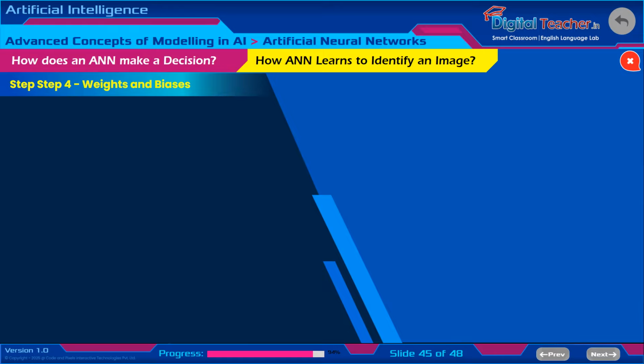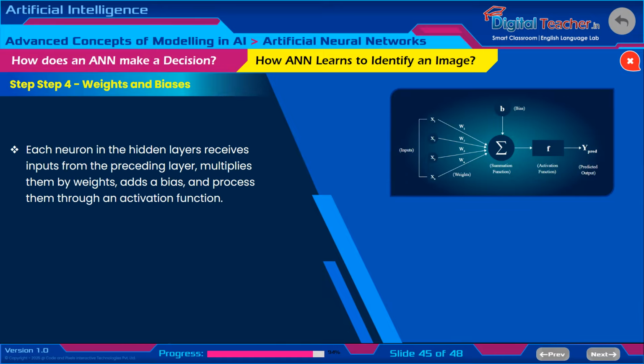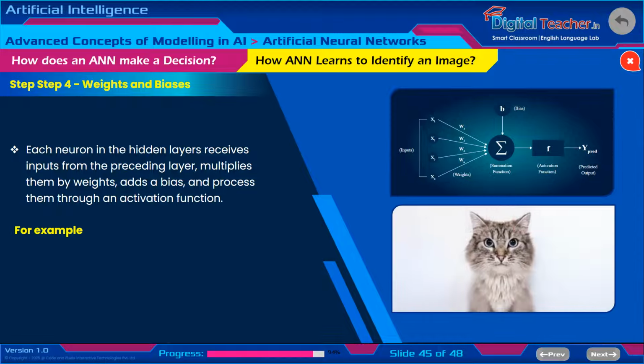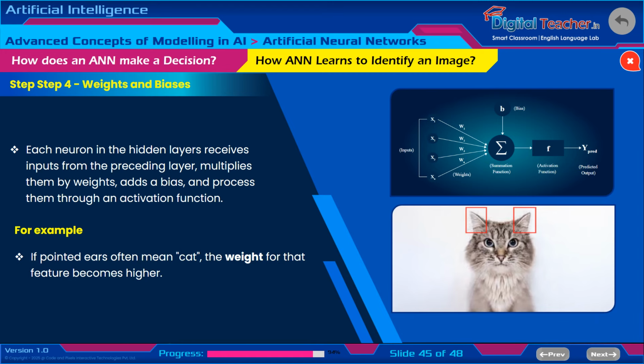Step 4. Weights and bias. Each neuron in the hidden layers receives inputs from the preceding layer, multiplies them by weights, adds a bias, and processes them through an activation function. For example, if pointed ears often mean cat, the weight for that feature becomes higher.